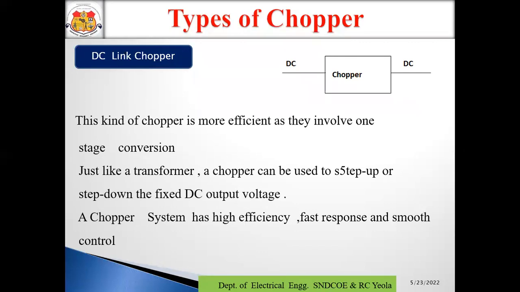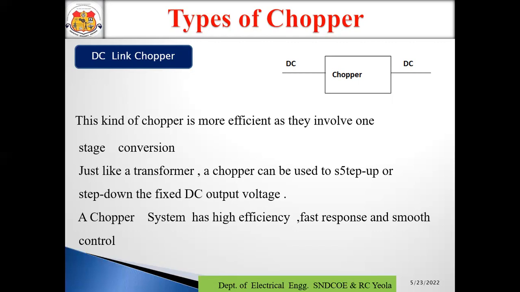to step up or step down the fixed DC voltage. Okay, so we can use this chopper to step up or step down the voltage, looking like a transformer. The chopper is also known as a DC transformer. A chopper system has high efficiency, fast response, and smooth control. Okay, so a chopper has high efficiency, fast response, and smooth control.